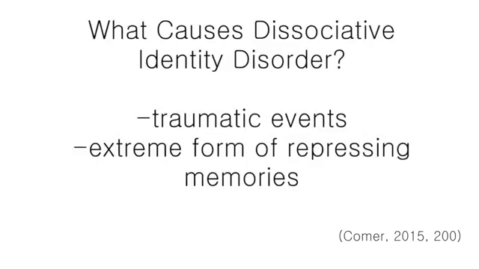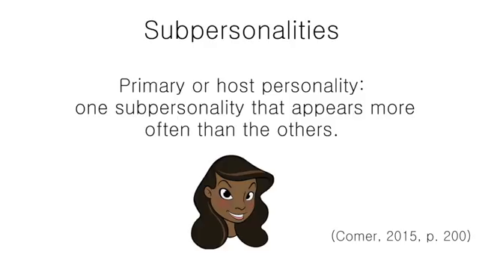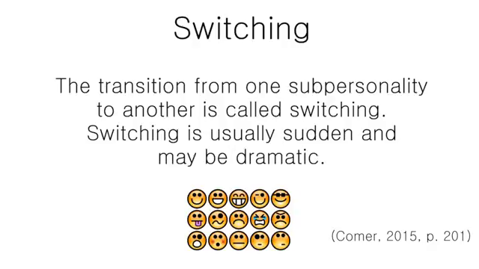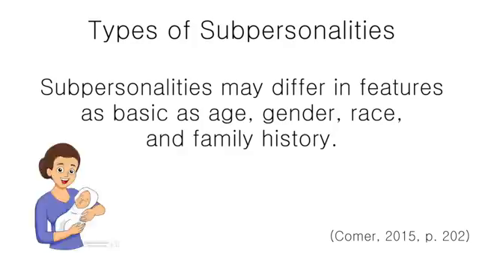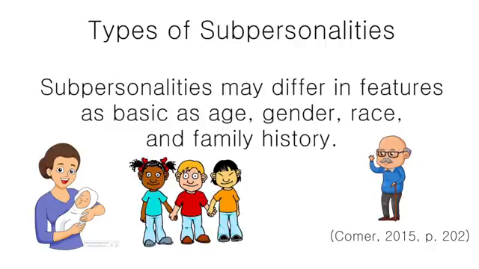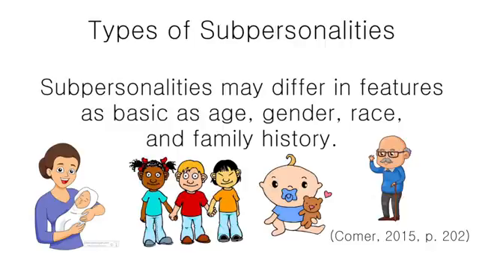Causes of these include traumatic events, an extreme form of repressing memories. Usually one subpersonality, called the primary or host personality, appears more often than the others. The transition from one subpersonality to another, called switching, is usually sudden and may be dramatic. Switching is usually triggered by a stressful event, although clinicians can also bring about the change with hypnotic suggestions. The subpersonalities may differ in features as basic as age, gender, race, and family history.